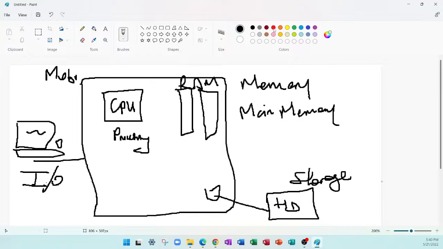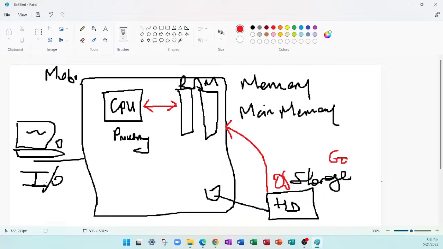Now, how does a computer work? All computers work in the same manner. When the computer first starts up, all data is going to be on the hard drive. Your operating system, for example, is on the hard drive. When the computer turns on, the operating system is going to load into RAM. Then the CPU is going to look to RAM to process that operating system.